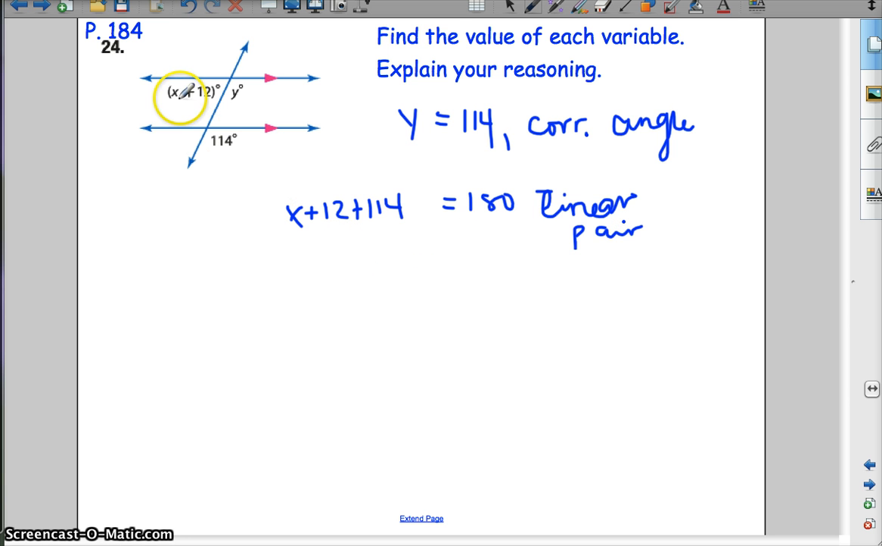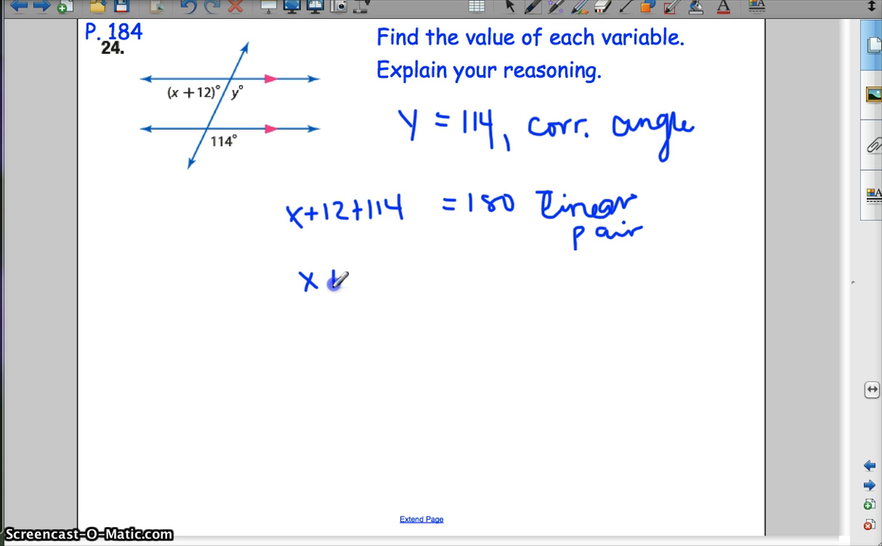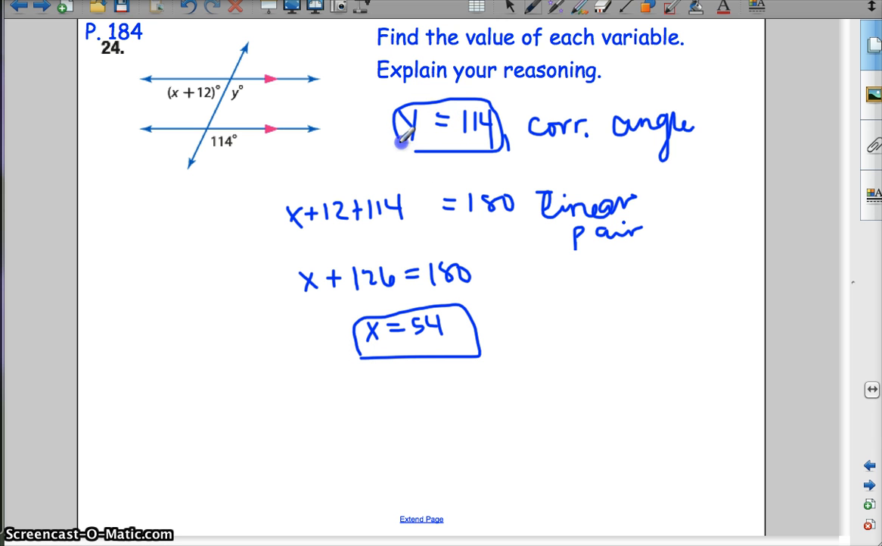So when you combine like terms, we get x plus 126 equals 180. And we subtract 126 from both sides, so we get x equals 54, and you can go ahead and check that. But this is your answer. X equals 54 and y equals 114.